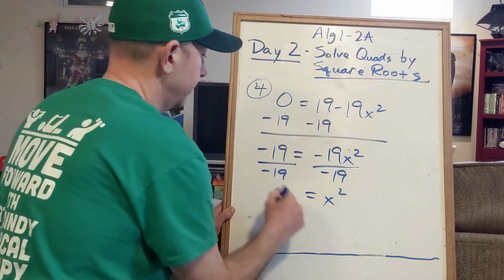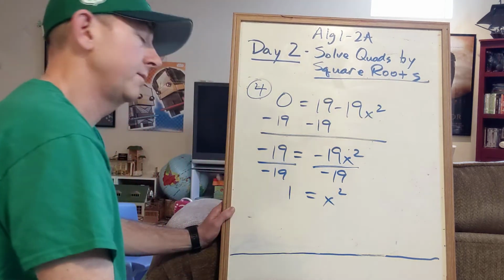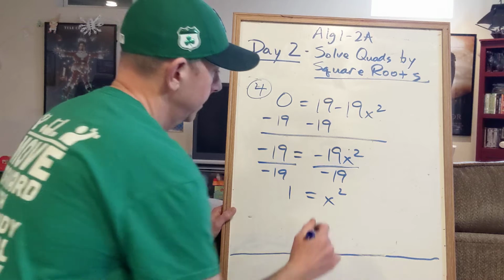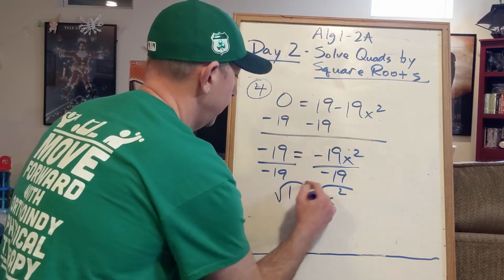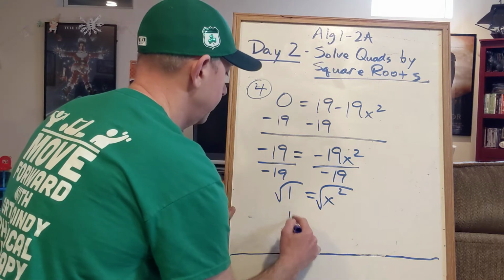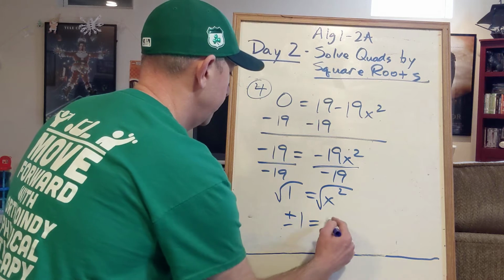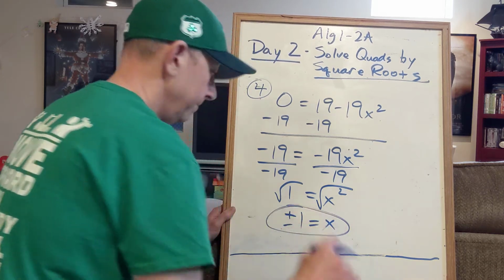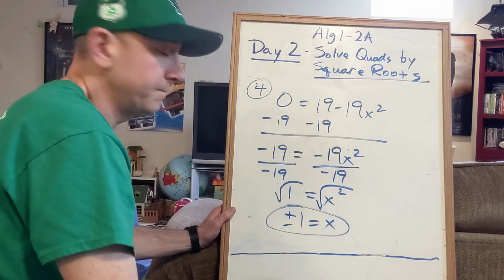Now, negative divided by negative is a positive 1. Sometimes students forget this, but 1 actually is a perfect square. So when we take the square root of both sides, we're going to have plus and minus 1 is equal to x. And that will be my answer now.